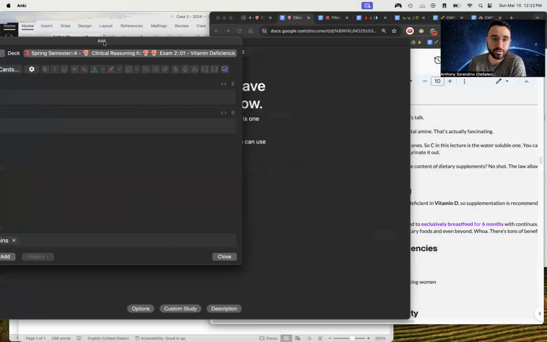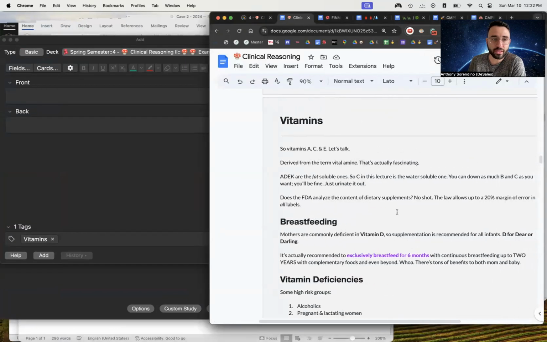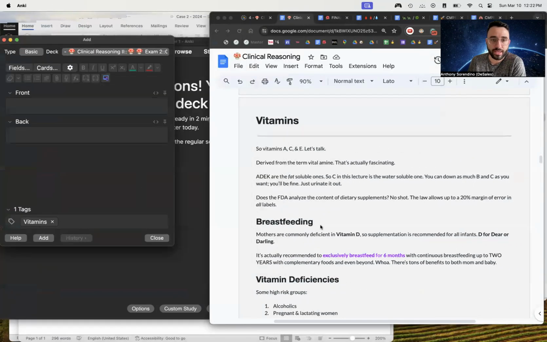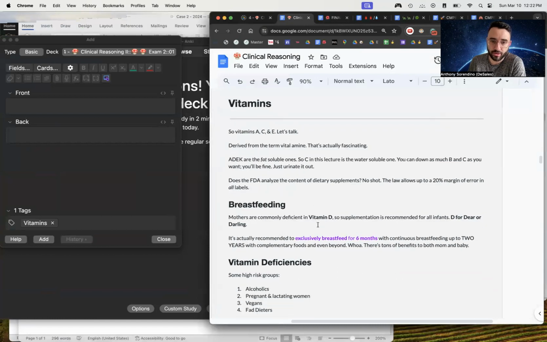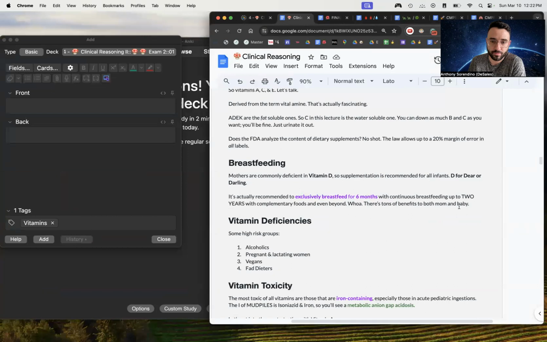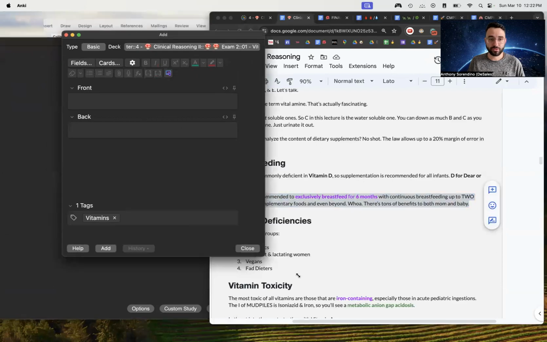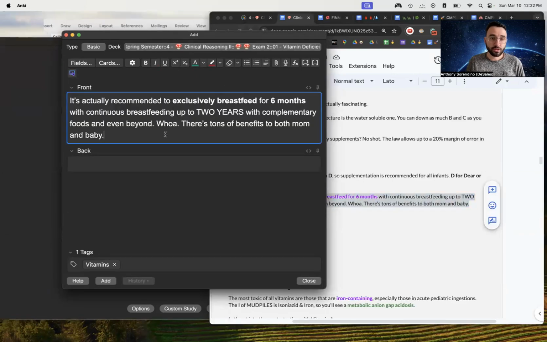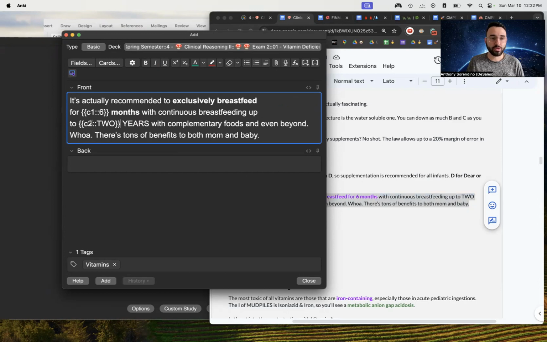Whatever. Vitamins. Here's what we're going to do. Anything that I thought was important in this section, we're going to make sure we throw in there. This looks important, so we'll throw this in there. Exclusively breastfeed for how many months? For 6, and continuous breastfeeding up to 2 years. Yeah, that's pretty crazy. We're going to do the same card for that so we know both of those times. 6 months, 2 years.